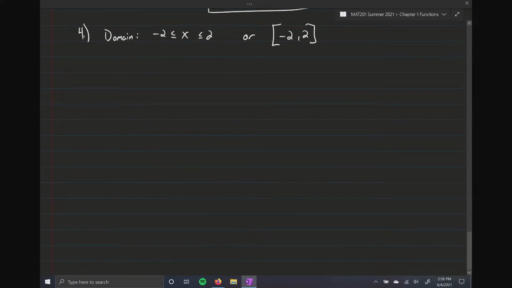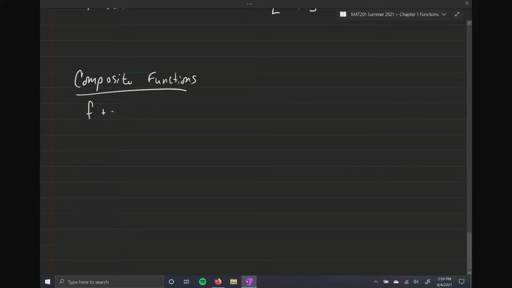Now we're going to talk about compositional functions, or a function within a function. So, composite functions. All right. So real quick, functions are called linear operators, meaning that you can add functions together. So if you have, let's say, f and g, you can add them together. You can subtract functions. You can multiply functions. You can even divide functions, provided that g does not equal 0. Composite functions are when you have a function inside of another function.